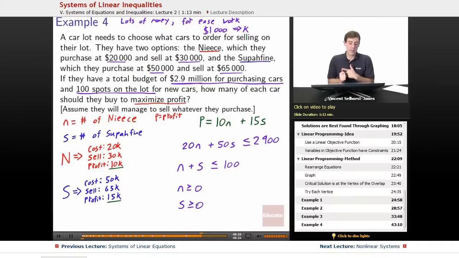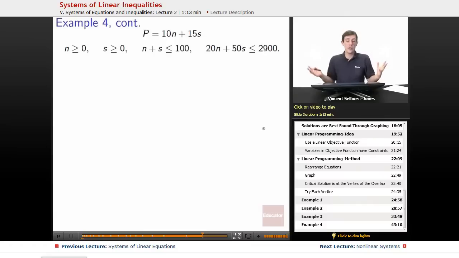The amount of money they have to spend, 20N plus 50S, has to be less than or equal to 2,900. N plus S has to be less than or equal to 100, right, the number of spots on the lot, and the fact that they can't buy negative cars: N has to be greater than or equal to 0, S has to be greater than or equal to 0. And our objective function that we're trying to maximize, because we want to maximize our profit, is P equals 10N plus 15S. So we want to maximize P. All right, so at this point, we bring to bear the power of linear programming.